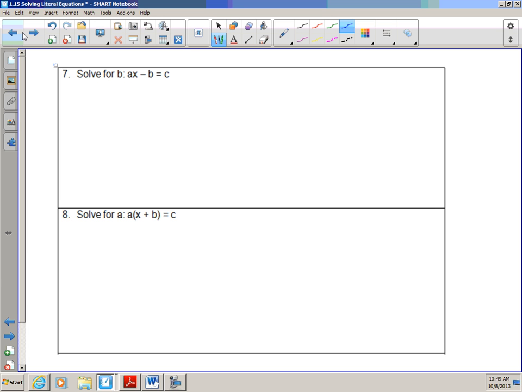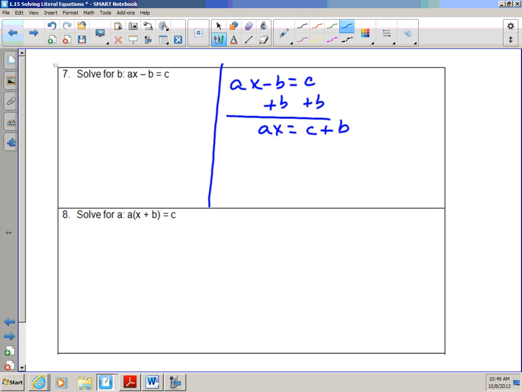I want to solve ax minus b equals c for b. I can approach this a couple of different ways, and I'm going to show you each of the two ways to approach it. I'll divide it in two. Approach 1 is to add b to both sides, so that I get ax equals c plus b, and then subtract c from both sides, so that I get ax minus c equals b.